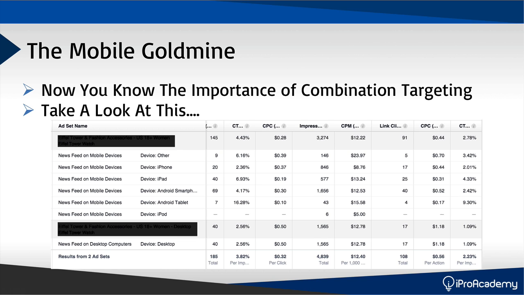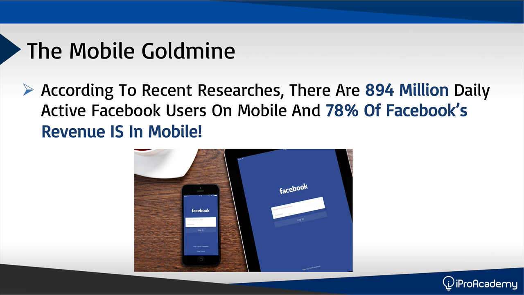And this is a gold mine because according to recent research, there are 894 million daily active Facebook users on mobile. And lo and behold, 78% of Facebook's revenue is in mobile. That is a lot of traffic. And that's why it is a gold mine right now.